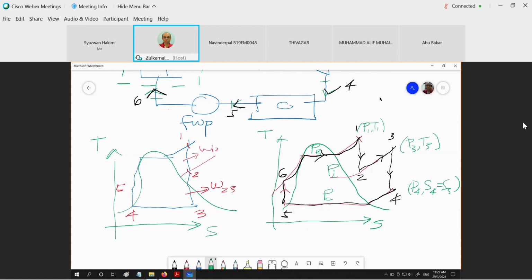Rankine cycle, multi-stage expansion with reheat. That is what this cycle is called. Okay, that is the name of this cycle. Before that, we have Rankine cycle with superheated vapor. Before that, Rankine cycle with saturated vapor.